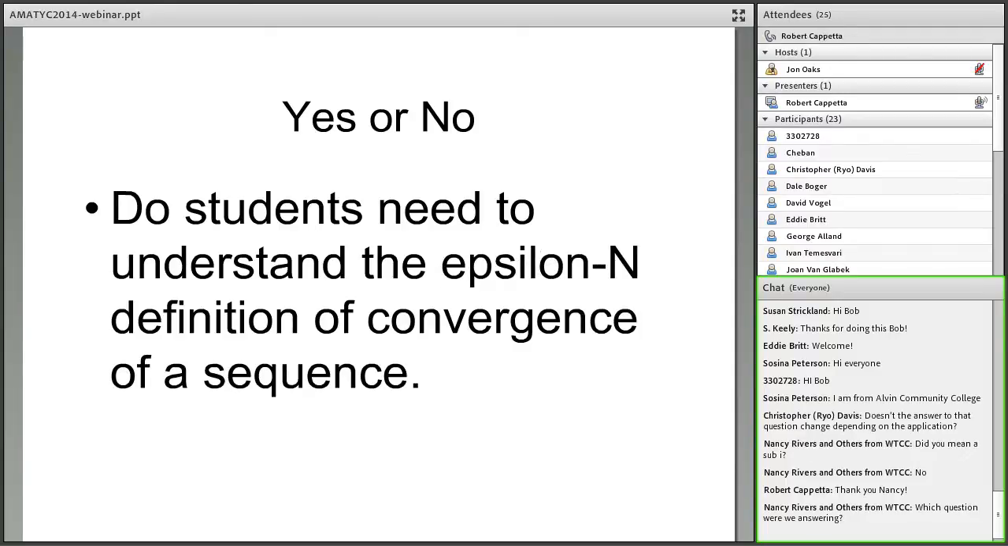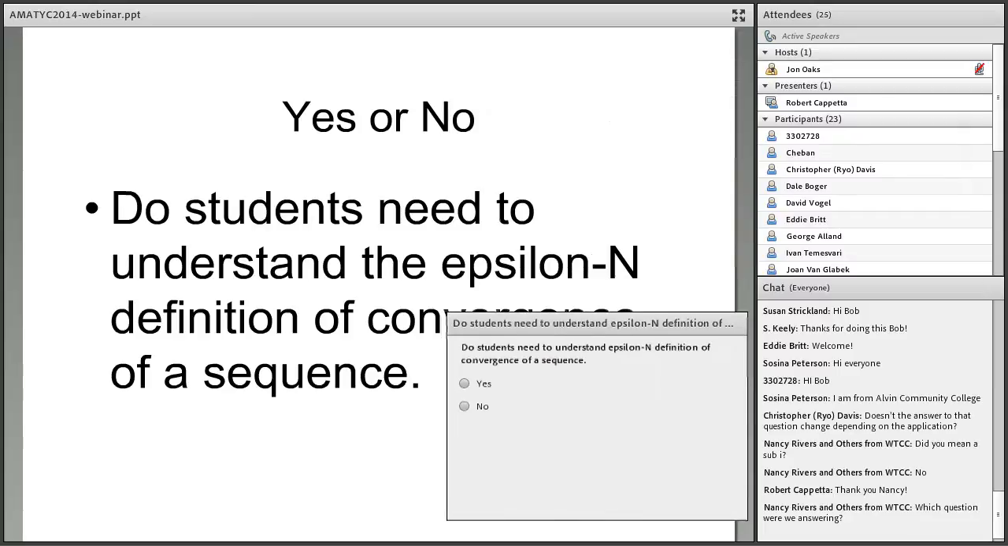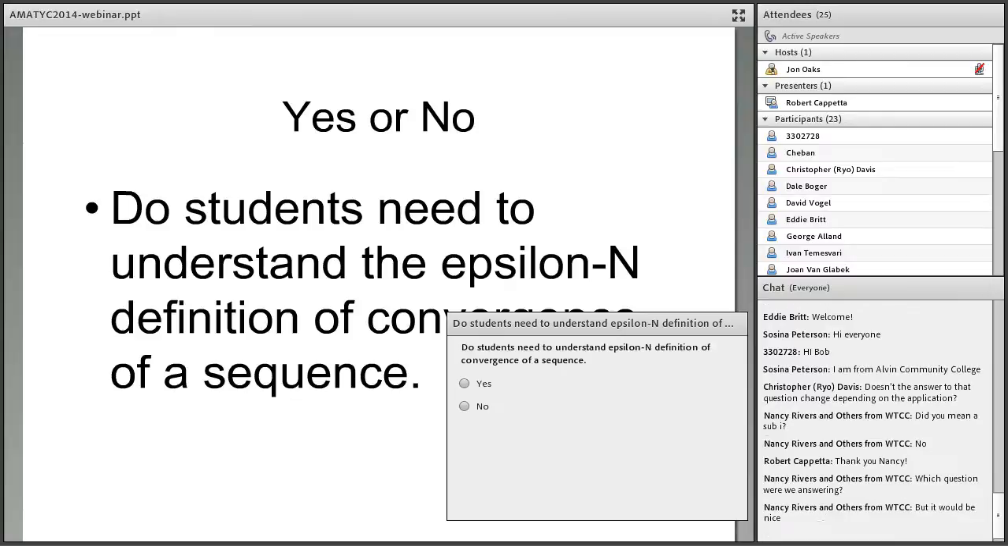Next question I'd like to ask, John, if you could post this one. Do students need to understand the epsilon N definition of convergence of a sequence? Wow, very interesting. 6 people saying yes, they need to know the epsilon N definition, and 14 saying no. Let's see what the research says about this issue.